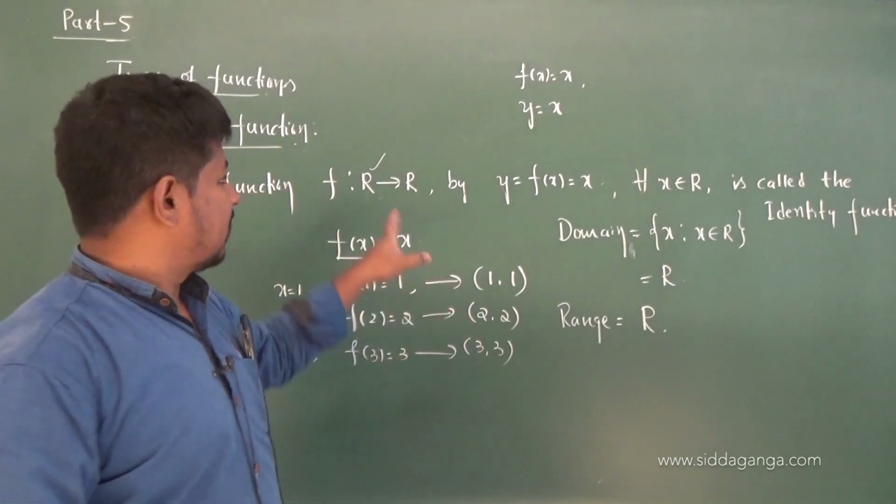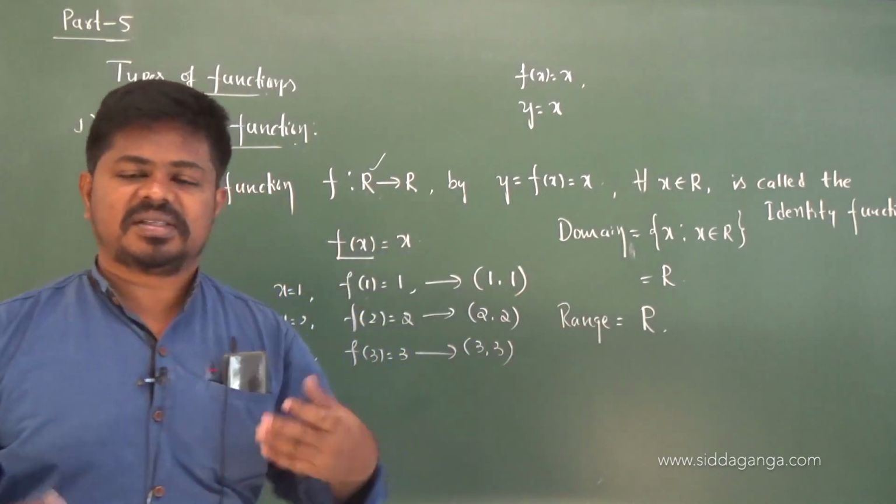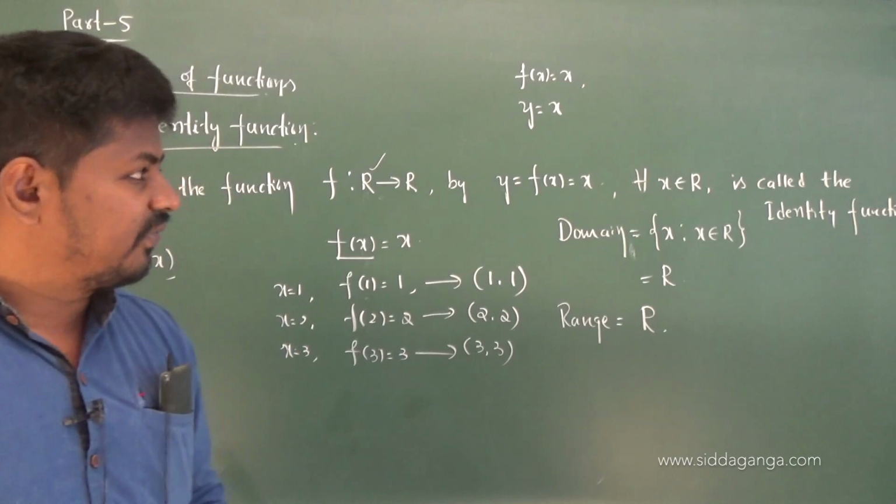So the domain is the set of all real numbers, hence the range is also the set of all real numbers. Then what about the graph? Important.